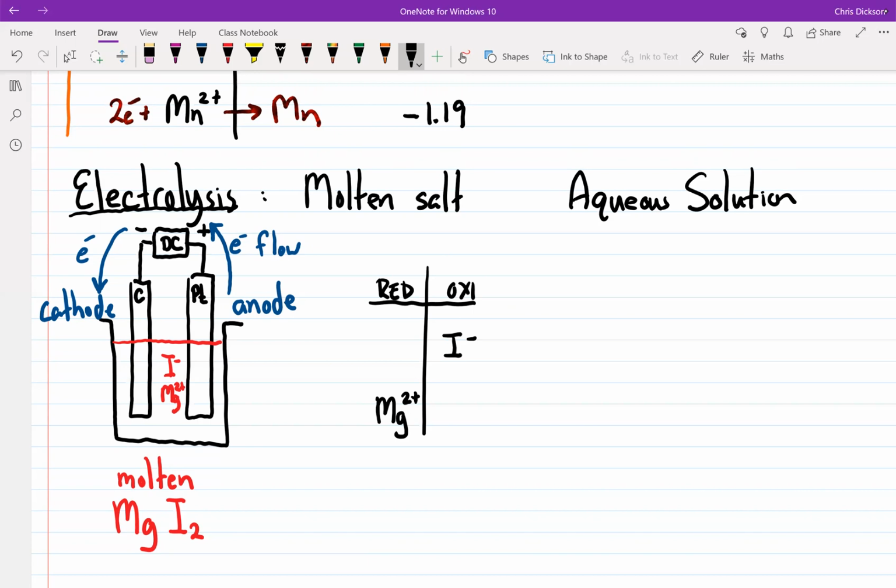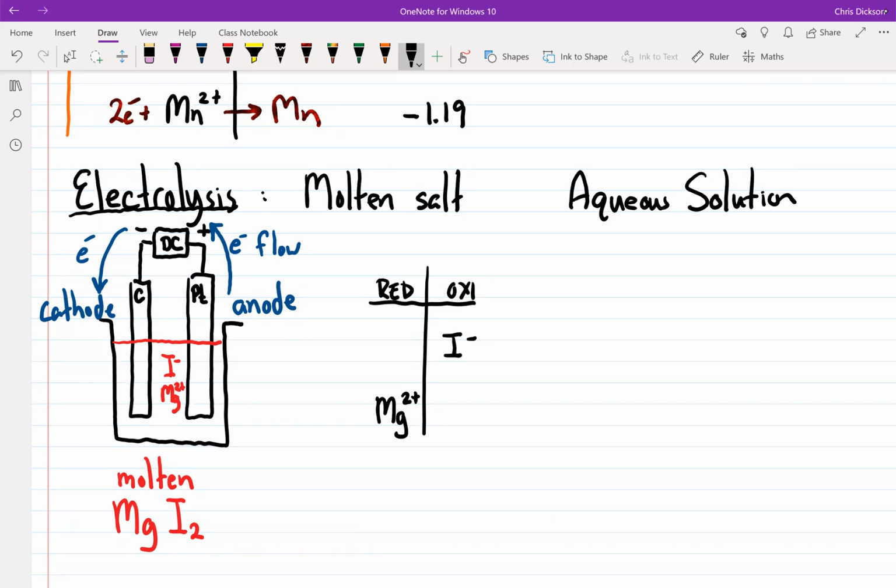Like, why would it react this way? And the reason for it is the battery. The battery is basically forcing electrons into the carbon and out of the platinum, and this is causing reduction and oxidation. Now, the one thing I haven't addressed, and you probably have been thinking about this, is why am I using carbon and platinum here?